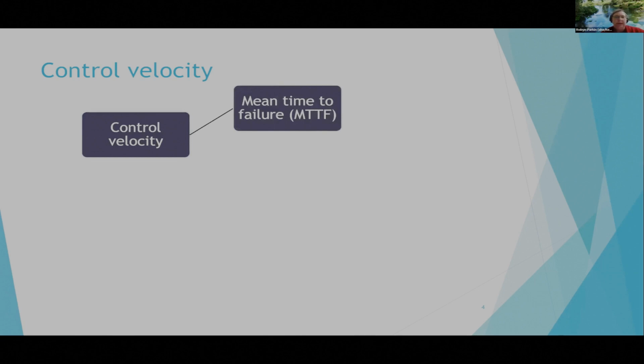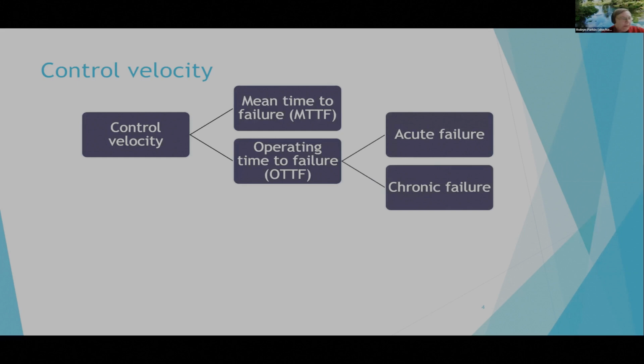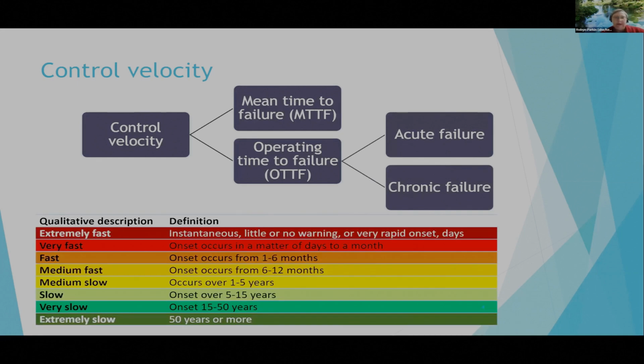My research also identified that controls for risks also have velocity. I have applied two engineering definitions to clarify how long risk controls last for. I defined mean time to failure as the mean length of time a system or a system component is expected to operate before it fails. And I defined operating time to failure as the time that a given control takes to fail, which might be acute or chronic. And once I'd done that, I decided we needed a simple way to apply all of this.